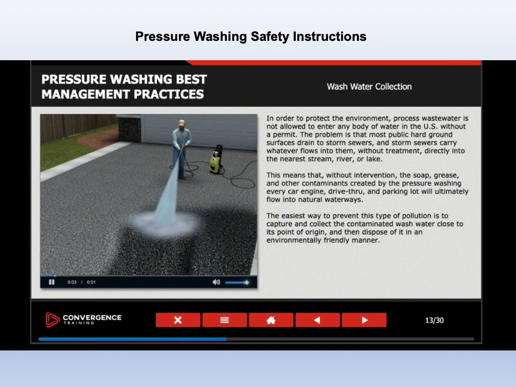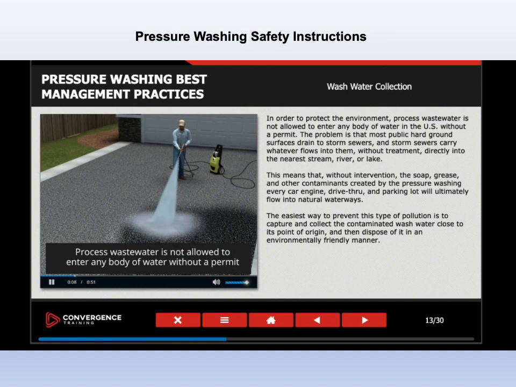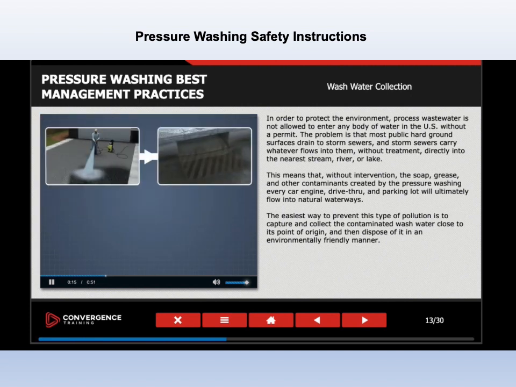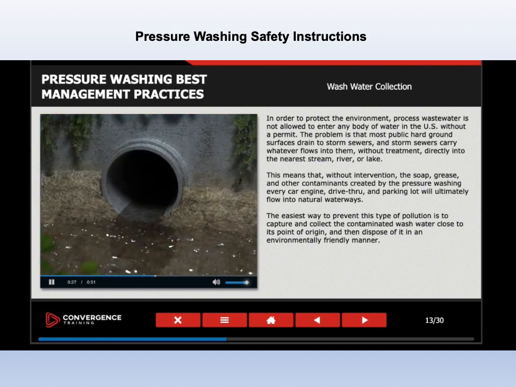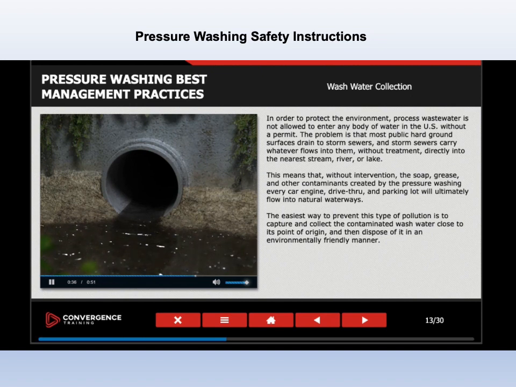In order to protect the environment, process wastewater is not allowed to enter any body of water in the U.S. without a permit. The problem is that most public hard ground surfaces drain to storm sewers, and storm sewers carry whatever flows into them without treatment directly into the nearest stream, river, or lake. This means that without intervention, the soap, grease, and other contaminants created by pressure washing every car engine, drive-through, and parking lot will ultimately flow into natural waterways.